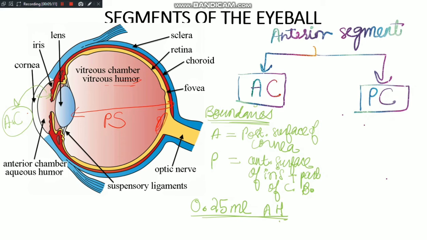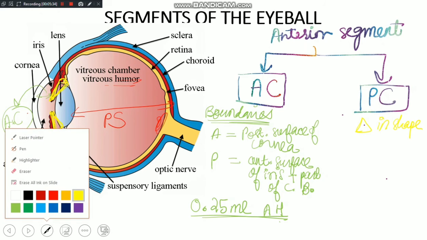Fine. Moving on to the next thing, which is the posterior chamber. Let us see where it is. It is located behind the iris on both sides, and it is somewhat triangular in shape.